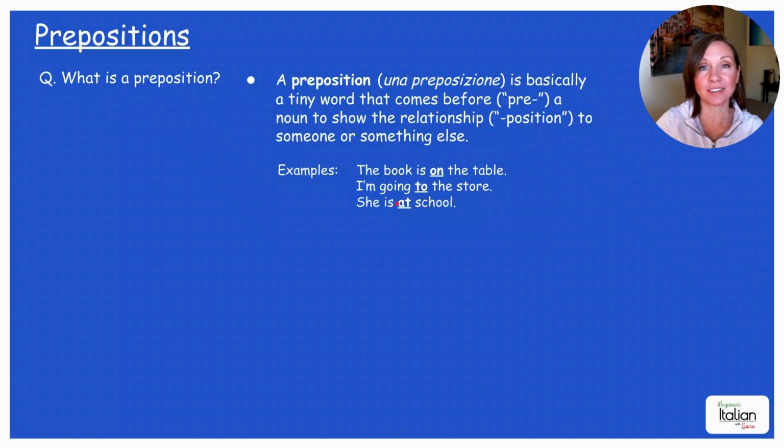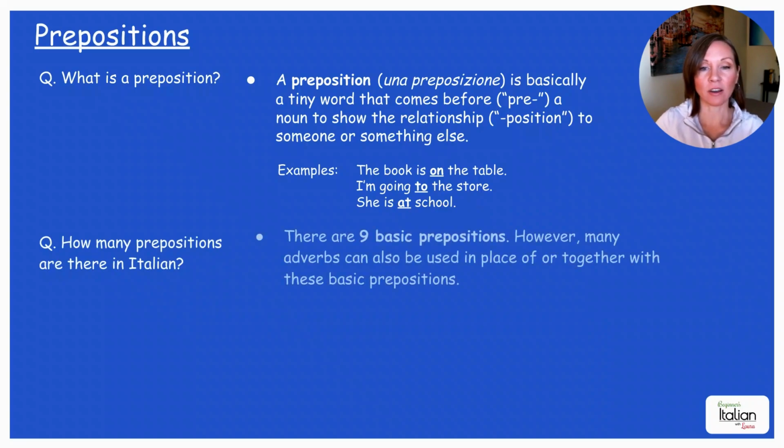She is at school. Okay, how many prepositions are there in Italian? There are 9 basic prepositions. However, many adverbs can also be used in place of or together with these basic prepositions. Okay, so this category can be much bigger if you include all the adverbs and other things that can be used also to describe the position to someone or something else.